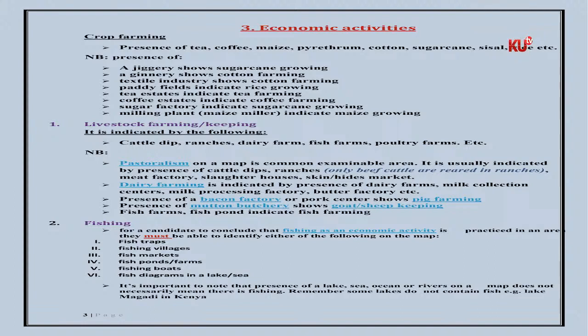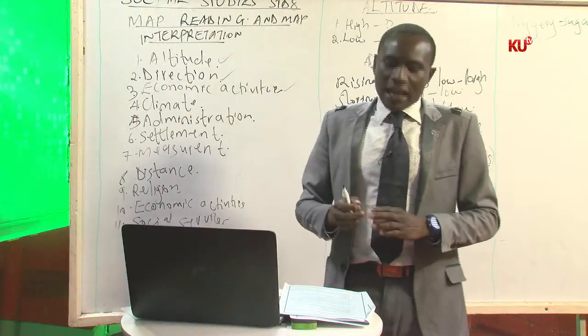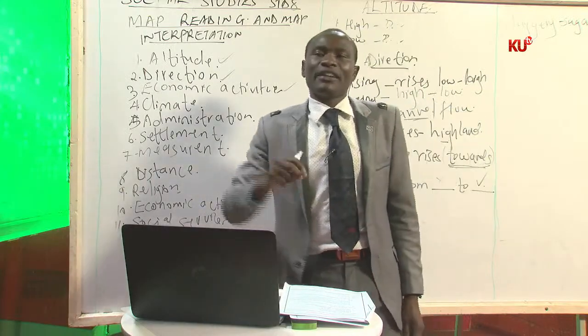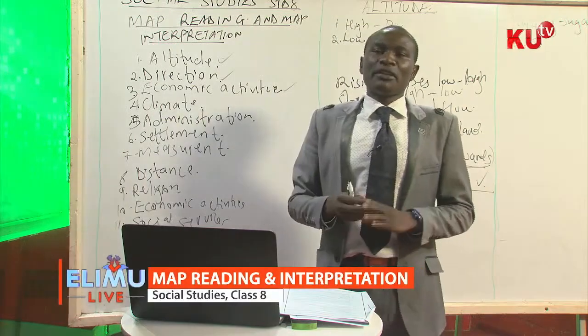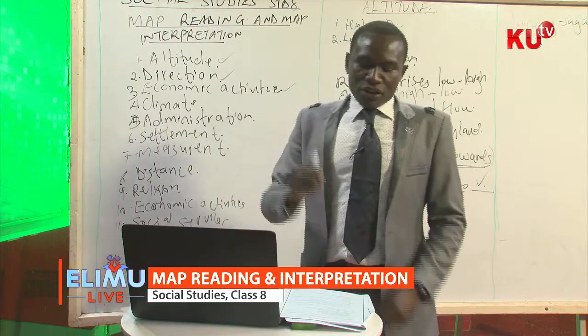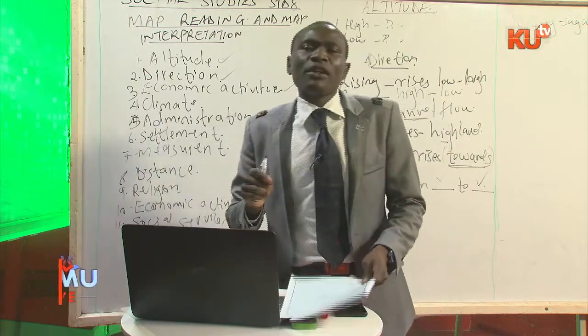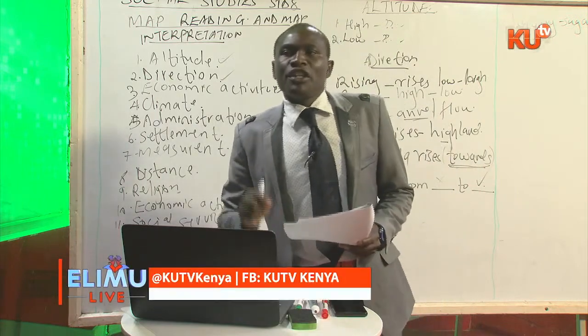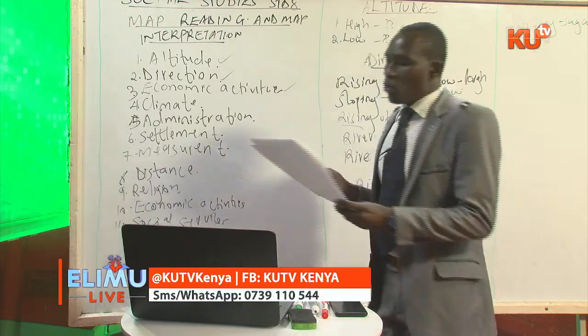Next, let us look at livestock farming. On map work, livestock farming is indicated by cattle dips, cattle ranches, dairy farms, and also poultry farms. On livestock, there are three really: pastoral farming, dairy farming, and beef farming. So on map work, pastoralism on a map is indicated by one.